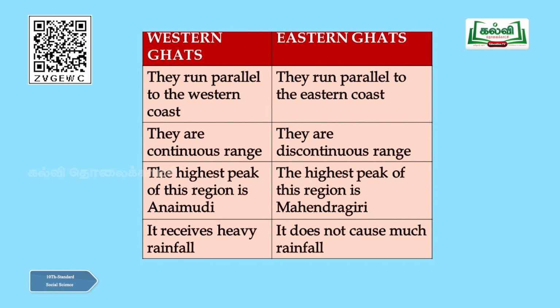The highest peak of the Western Ghats is Anaimudi, whereas in Eastern Ghats the highest peak is Mahendragiri. Western Ghats receive very heavy rainfall, whereas Eastern Ghats do not receive much rainfall.